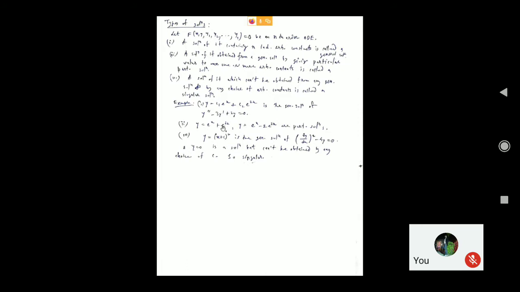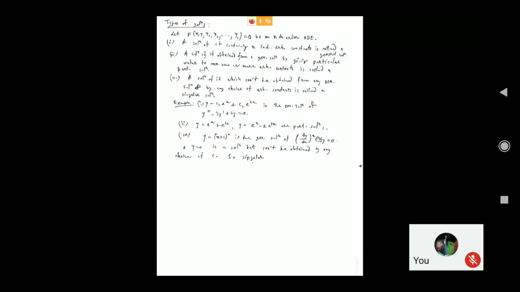Now, this is also a solution of this differential equation, but here you see arbitrary constants are not there. In place of arbitrary constants, we have put c1 = 1, c2 = 1, so we have got this equation. So it is a particular solution. When you give particular values to the constants, you have a particular solution. Here we have given the values c1 = 1, c2 = -2, and obtained this particular solution. These are all particular solutions.